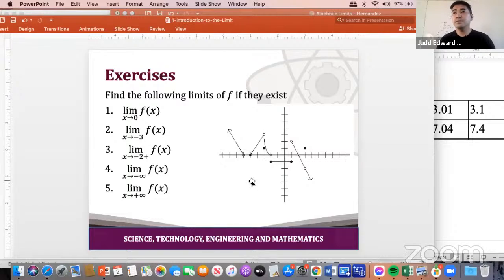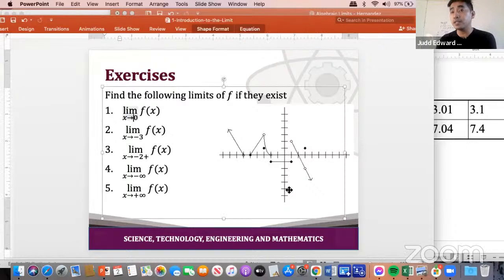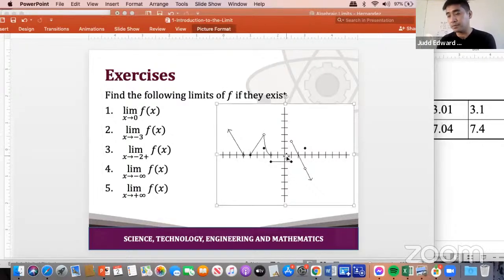Okay. So, pakibasa nga po yung number 1 tapos try to identify the limit. Ano pong sabi dun sa number 1? Anyone po? Number 1 is the limit of f of x as x approaches 0. Okay. So, ganito po yung pag-identify. Sabi, x is approaching 0. Punta ka kay 0. Okay. Punta ka po kay 0. Ito po ba yung 0? Nakikita po ba yung cursor ko? Ito po ba si 0?